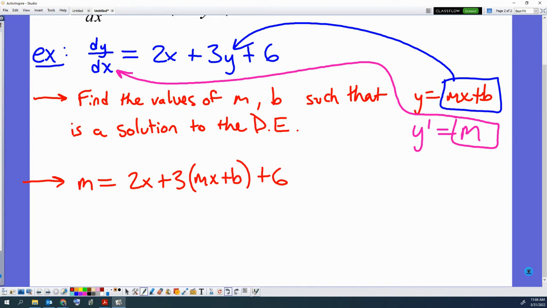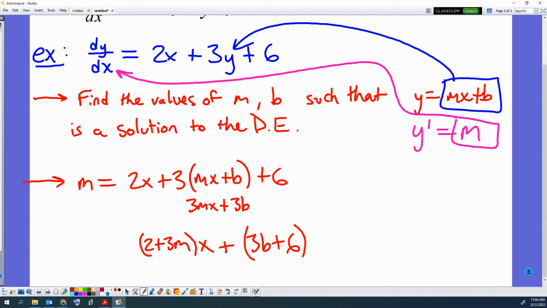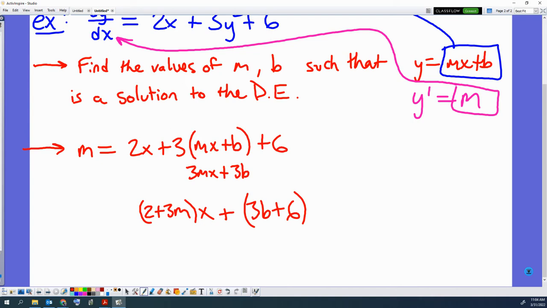So what I'm going to do is kind of rewrite this equation. We'll make this 3mx plus 3b, distribute there. And then what I'm going to do is kind of group things here. I'm going to put the 2x terms together and actually factor out the x. So I'll do 2 plus 3m times x. And then I'm going to group the constant terms together, 3b and 6, plus 3b plus 6, and I'll throw parentheses around them for good measure. On the other side of the equation, I just have m. Good? I could even throw the m over here if I wanted to and set it equal to 0. That would work as well.